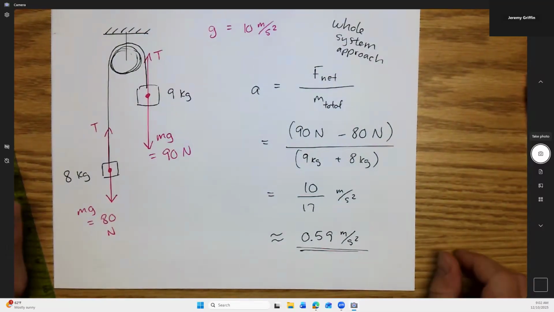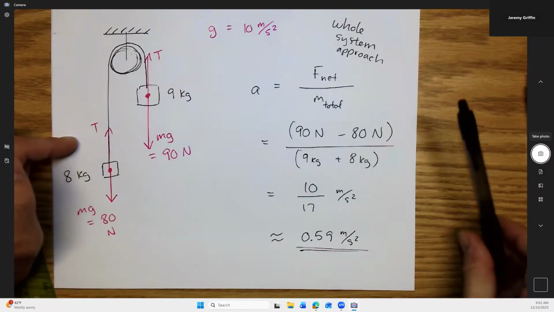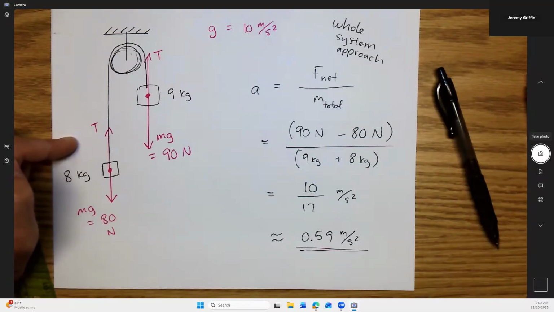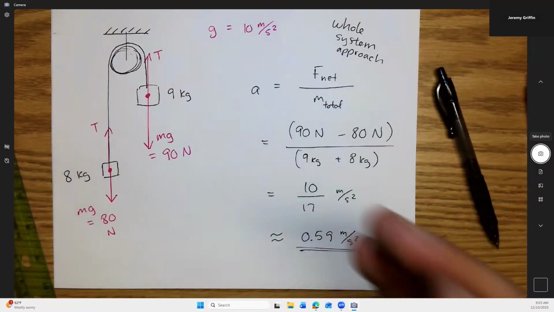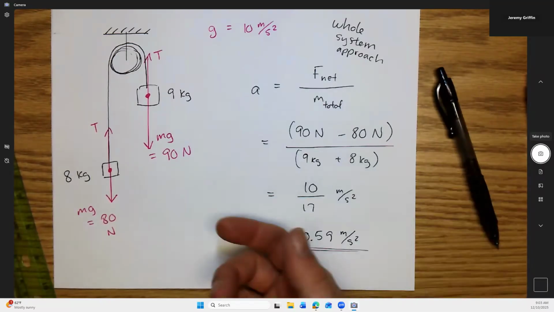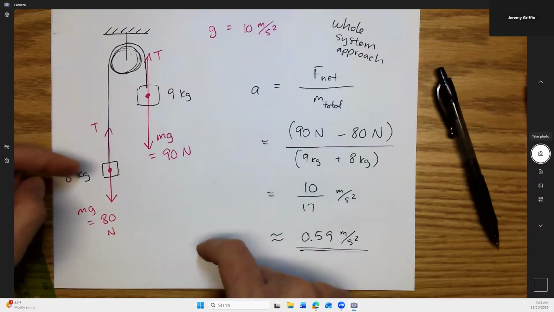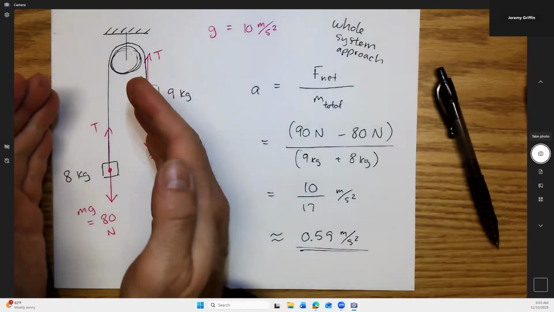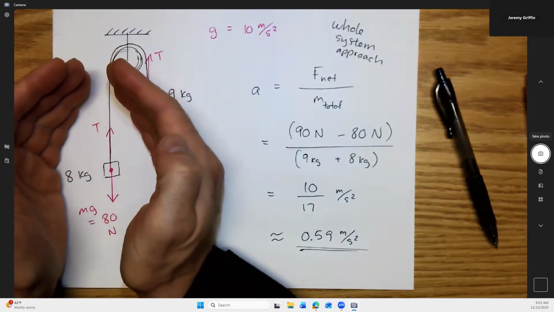Hey, while I've got this up here, what is the tension? Can you get the tension? Now you know the tension is between what again? Yeah, it's got to be between 80 and 90. So maybe close to 85, but not exactly 85. You can focus on either block. It doesn't matter which one you pick, you'll get the same answer either way. Let's say this one right here.